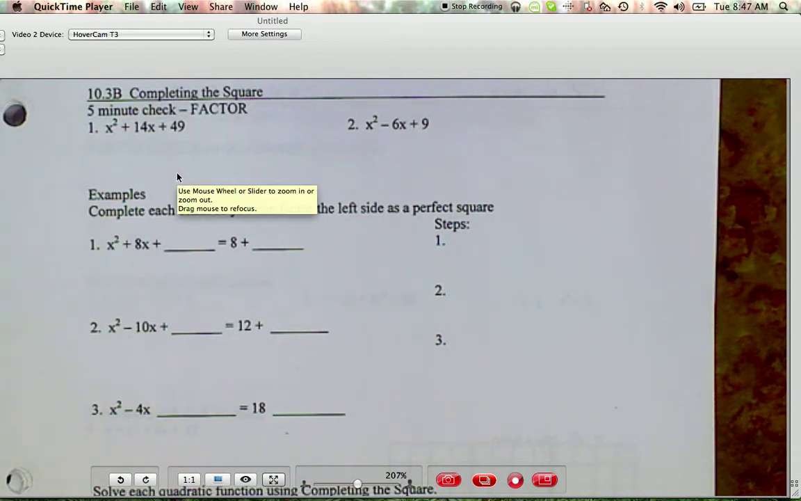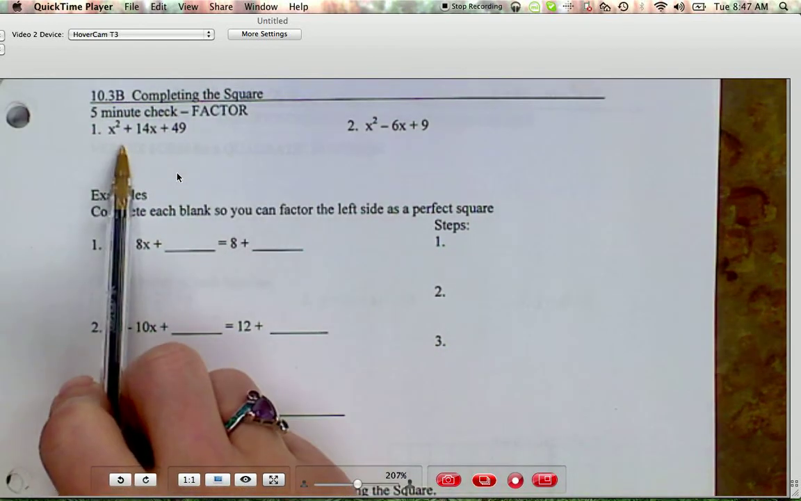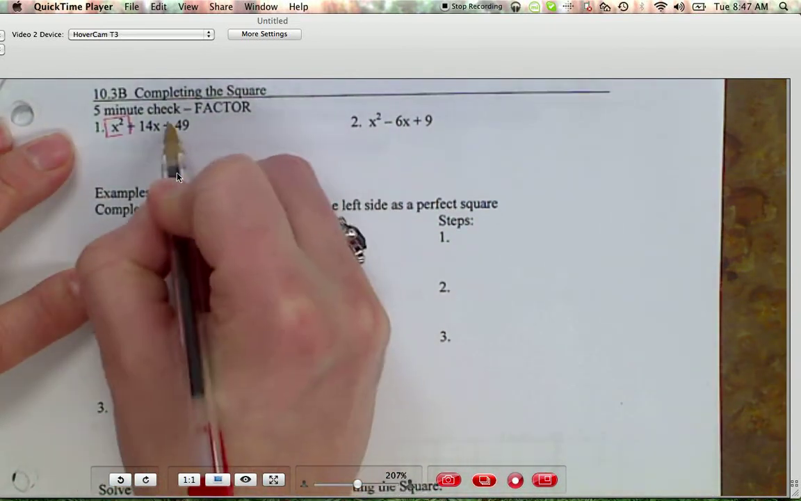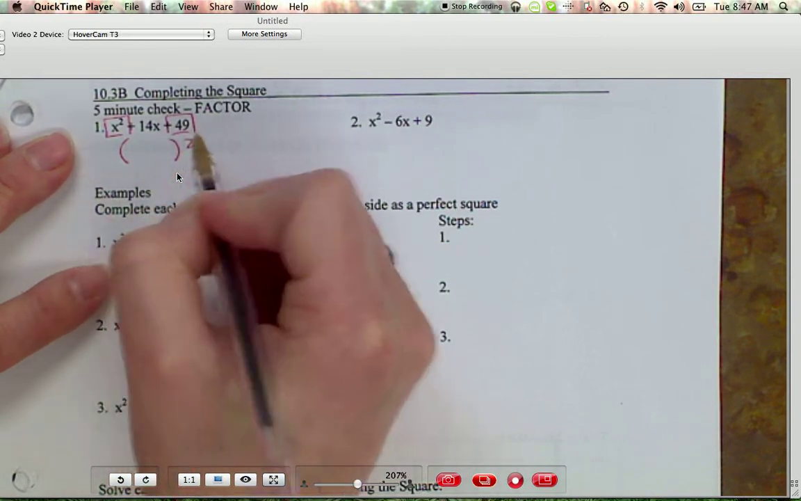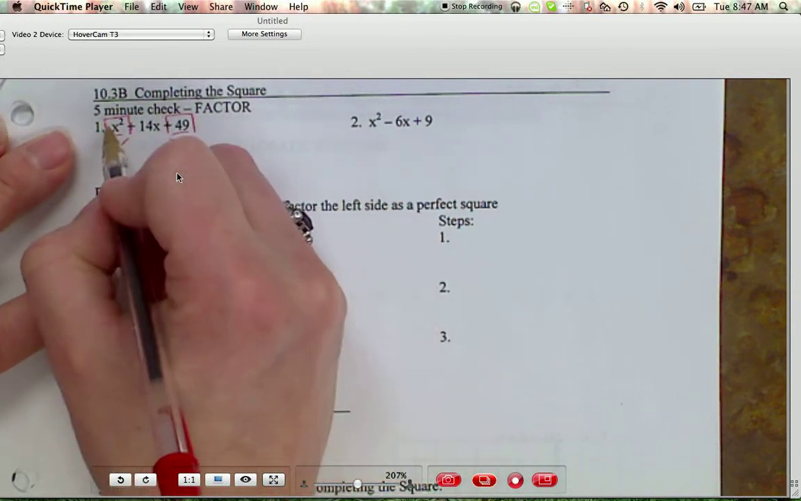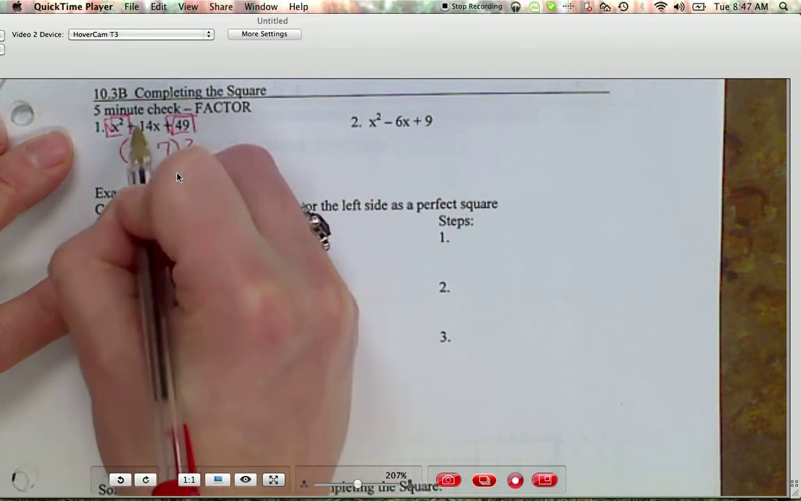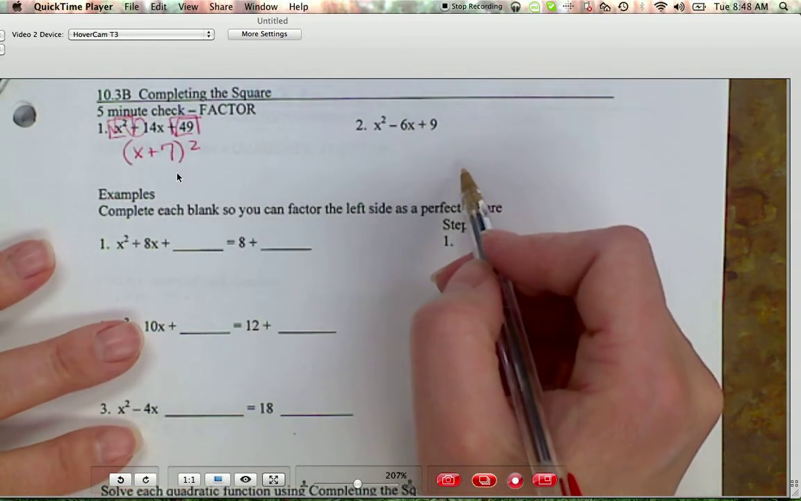10.3a leads us into the next step in completing the square. In this case, we will start by reminding ourselves how we factor these perfect squares. So remember, if the first term is a perfect square and the last term is a perfect square, then it will probably factor to be a perfect square. Take the square root of the first one, take the square root of the last one, and bring down the sign in the middle. We can do the same thing on number 2.